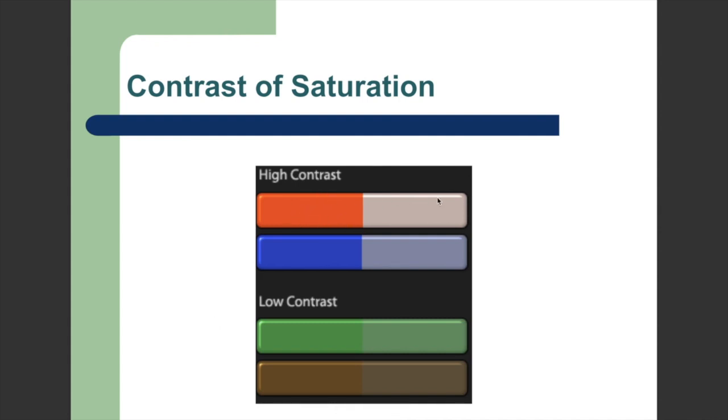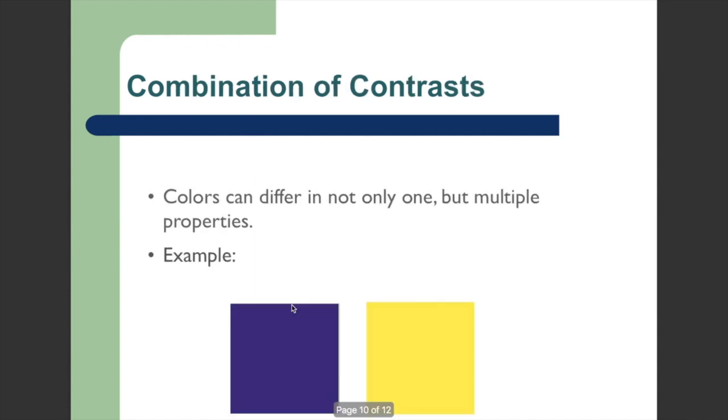This one's really bright and this one's really dull. This one's really bright and this is really dull. So there's high saturation contrast here, and so is there high saturation contrast here. However, these two colors are very similar in saturation, okay, or more similar. So they have low saturation contrast.